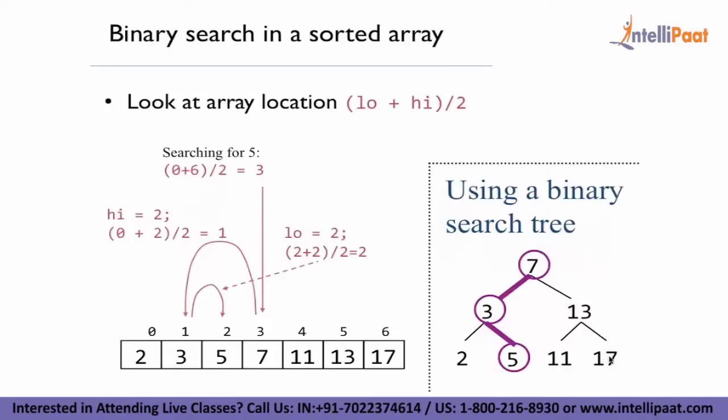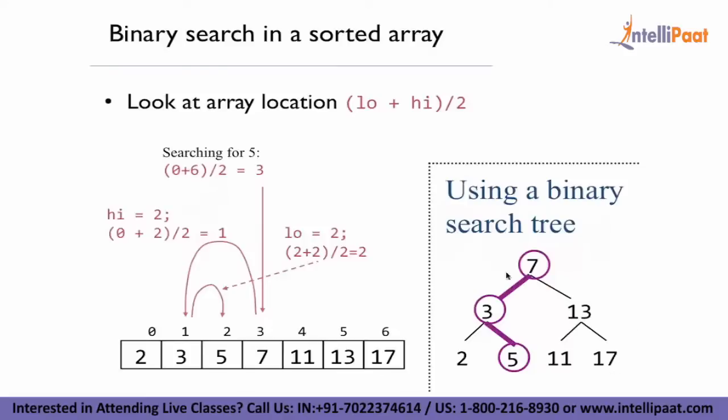15 is less than 17, so we need to go left of 17, but there is nothing towards the left of 17. We reached the leaf of the tree, so there is nothing at the left of 17. That means the element we are searching for, which is 15, is not present in the tree. So whatever we are trying to find is not present in the tree, and we did it with how many comparisons?